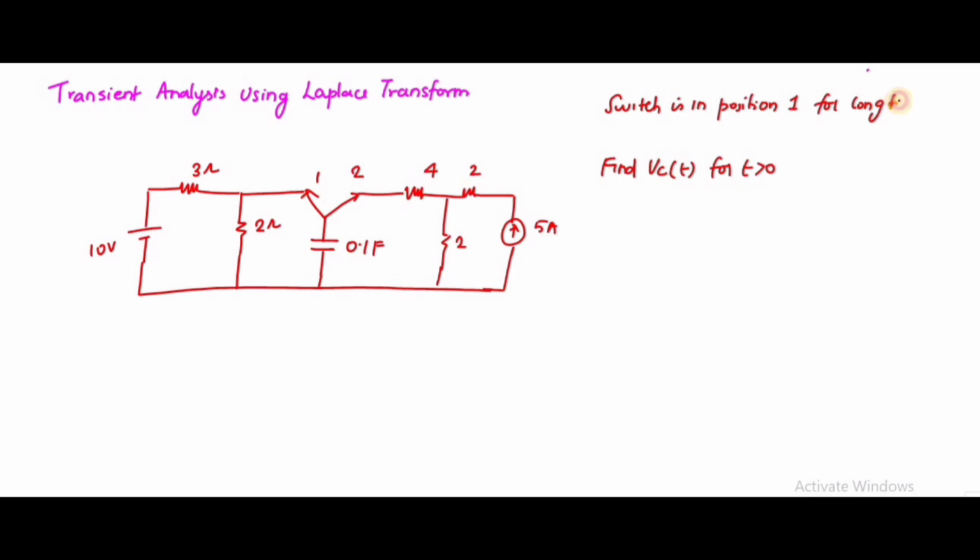First we have to find the values at t is equal to 0 minus and t is equal to 0 plus. The voltage across the capacitance will not change, therefore the Vc of 0 minus and 0 plus values are the same. So first, we need to find the value of Vc of 0 minus. To find it, the switch has to be connected to position 1.